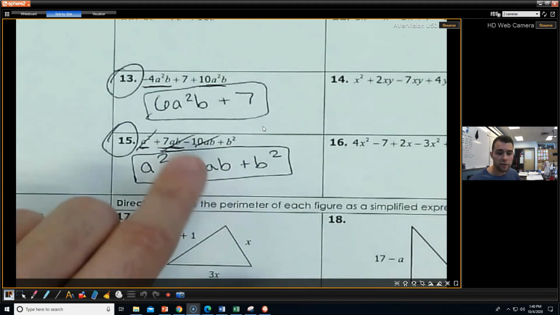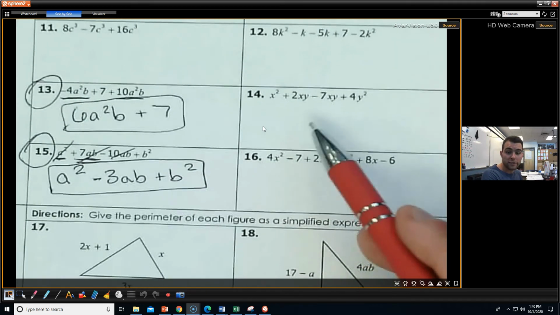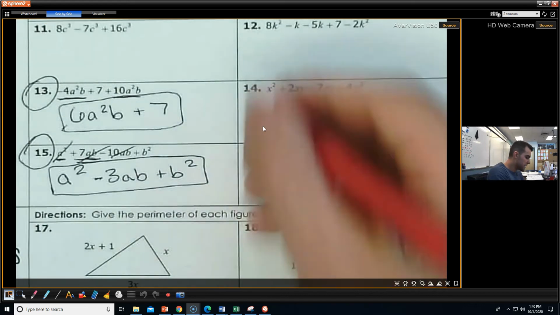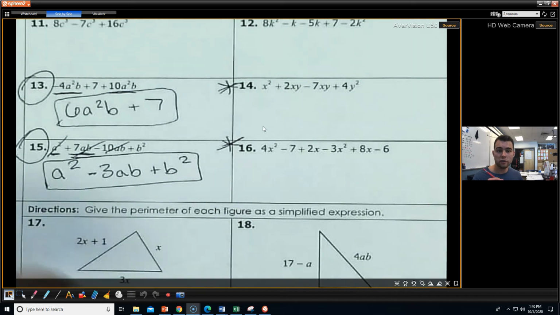Okay. You can also have combinations of variables too. So if it's just 2a plus 2ab, you can't combine those because those terms have different variables associated with them. Okay? I just said difference. That's not even a word, man. 14 and 16, I would like you guys to try these on your own. I'm going to come around and check.